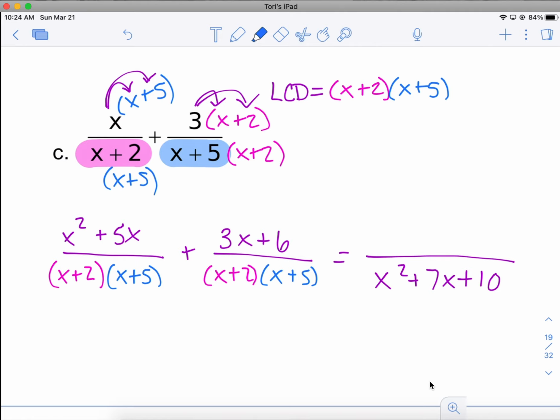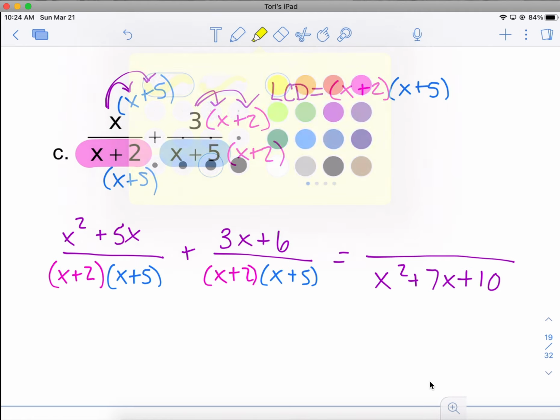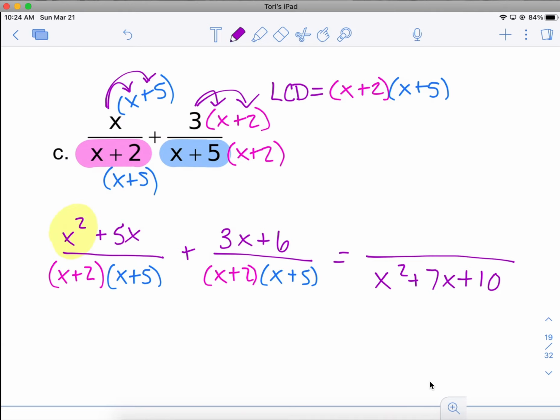All right, so it looks like to start, I'm gonna change colors real quick here. I have an x squared. If I put all of my x's together, I have 5x plus 3x. That gives me 8x. And then I have a plain 6 over here at the end. This right here is my final answer. If you need to pause that, copy it down, go ahead and do that now. Otherwise, we are moving to our last problem on this page.